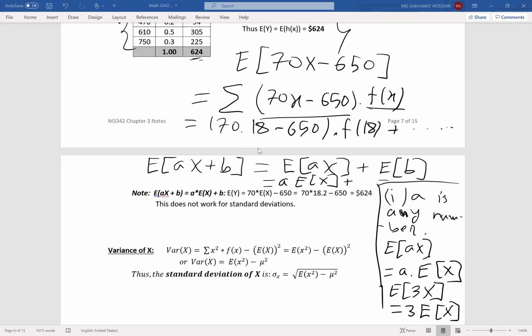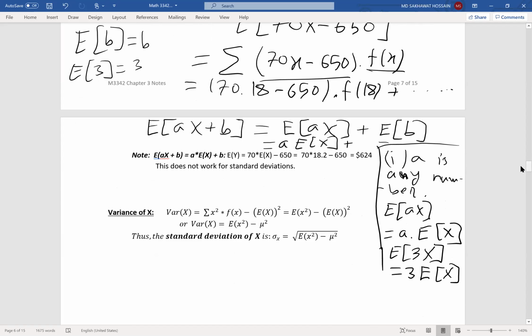Okay, so the expected value has another property. If b is just a number, the expected value of b is b. For example, if we want to find the expected value of 3, this is 3. So the expected value of a constant, of a fixed number, is always equal to that number. This is true for any number. If you do not have the random variable with this number, we have just one number, so the expected value of this is just that number. This is a very nice property of the expected value.